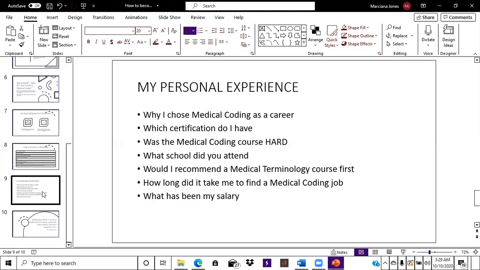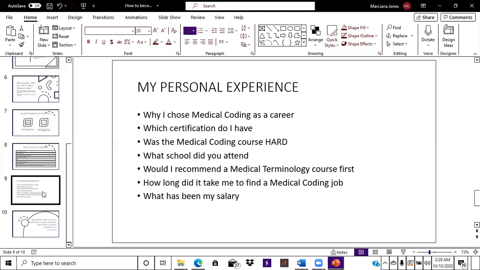I have my CPC certification, and I am currently enrolled in the CIC, which is the Certified Inpatient Coder, for hospitals, facilities, things like that. I'm studying for my CIC and my CPB, the Certified Professional Biller. So I'll have my CPC, which is the Certified Professional Coder, a certification in billing, and a certification in inpatient.